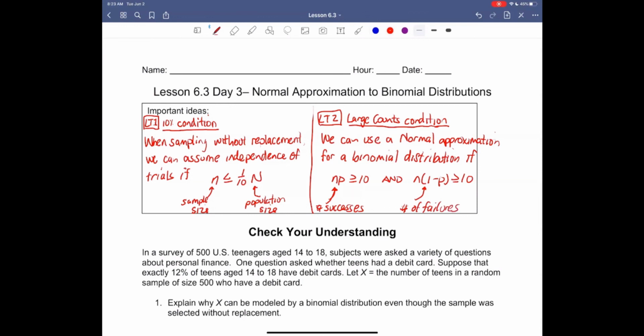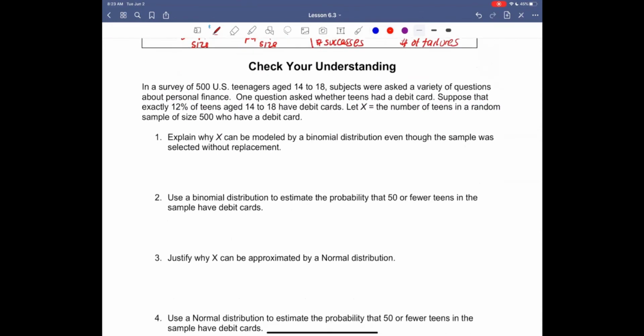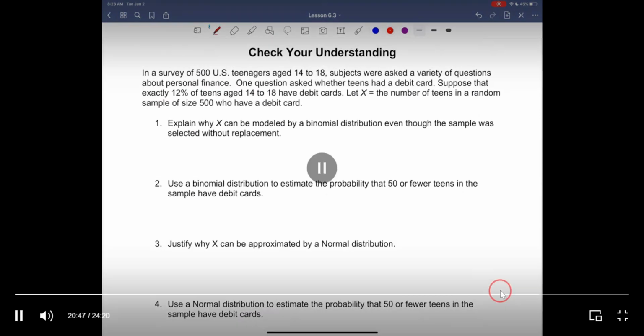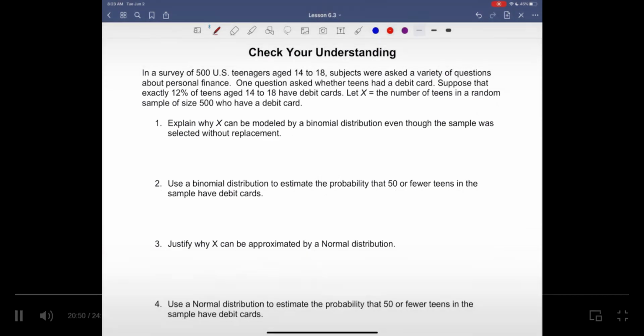So now that we have our important ideas, let's see if you can apply that learning in a new context by going through the Check Your Understanding. So you've got 4 questions to work through here, and then you'll come back to check your answers. So go ahead and pause the video now.